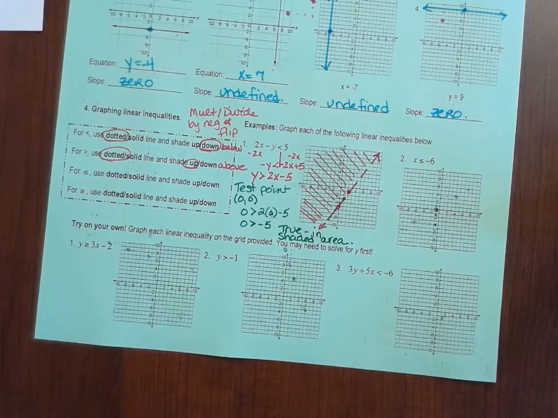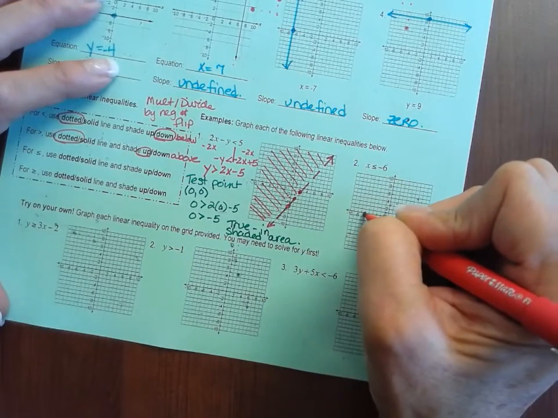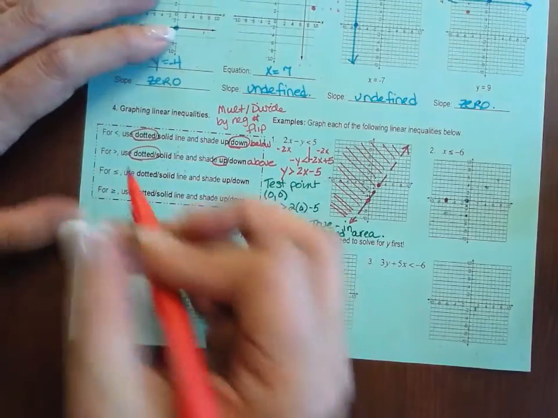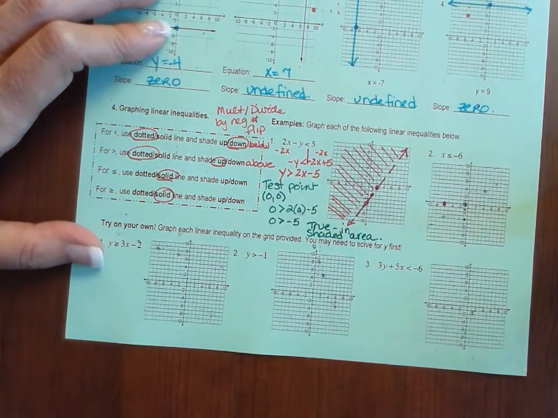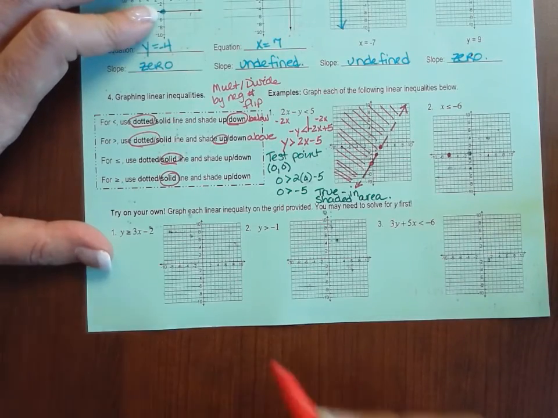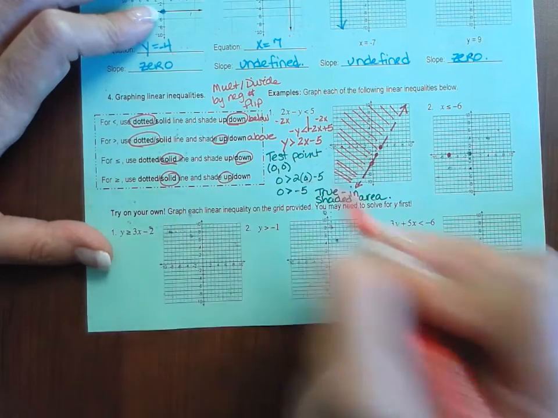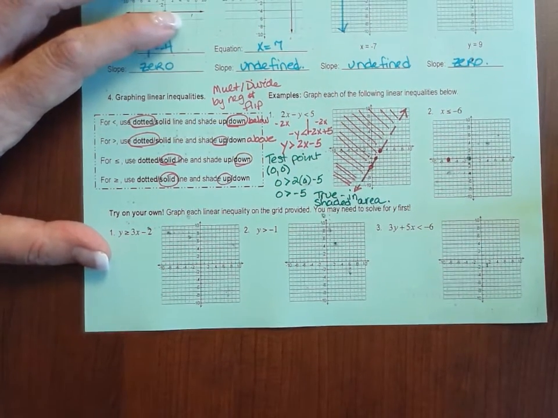Okay? All right, let's do the next one. So x is less than or equal to negative 6. So that means my x-intercept's negative 6. Since it's less than or equal to, I use a solid line. But the down or below and the up and above, that stays the same. The only difference is now I'm using a solid line.